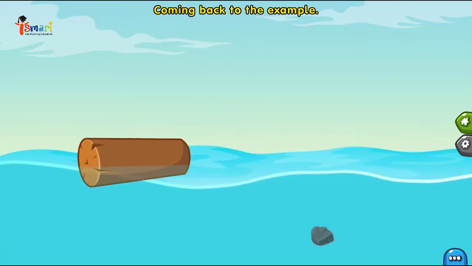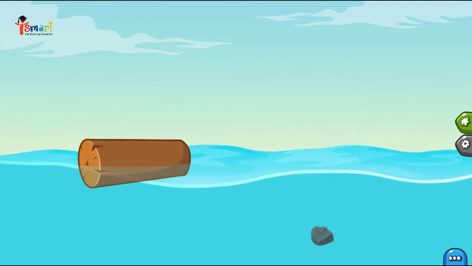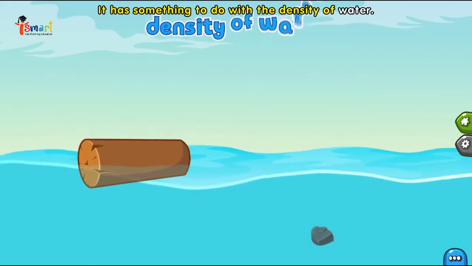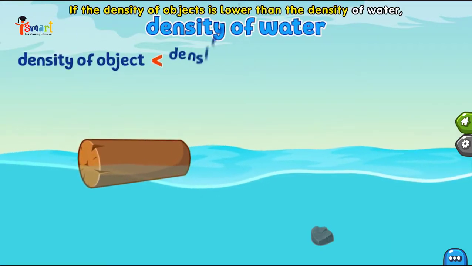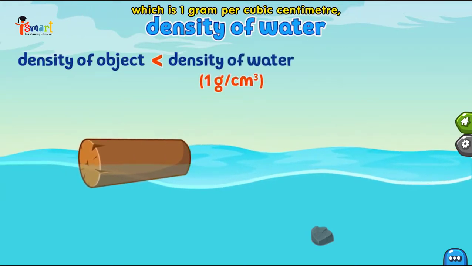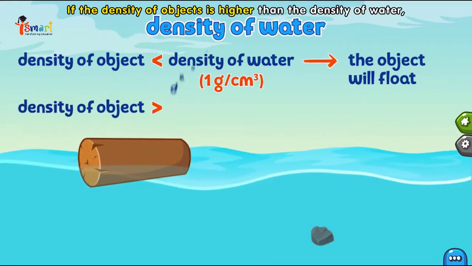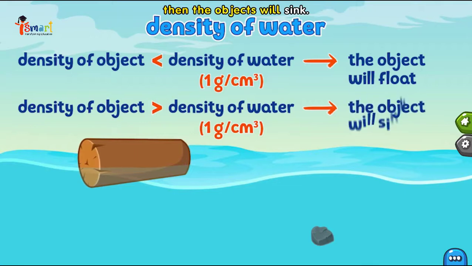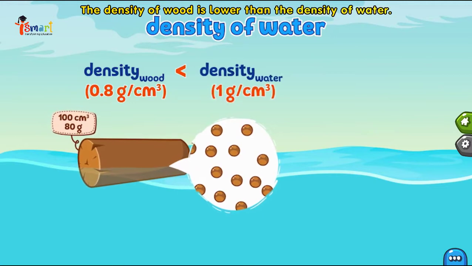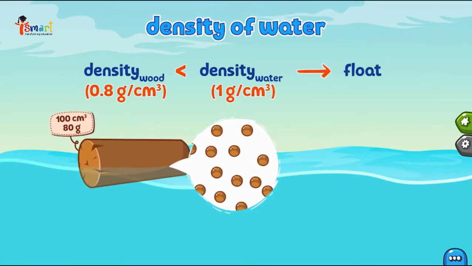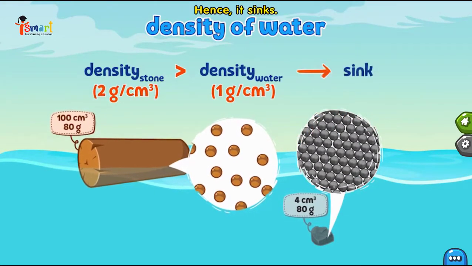Coming back to the example, why does the piece of wood float while the piece of stone sinks? It has something to do with the density of water. If the density of an object is lower than the density of water, which is 1 gram per cubic centimeter, then the object will float. If the density of an object is higher than the density of water, then the object will sink. The density of wood is lower than the density of water, hence it floats. The density of stone is higher than the density of water, hence it sinks.